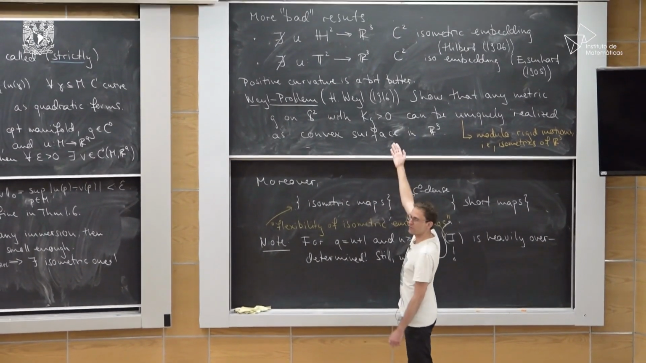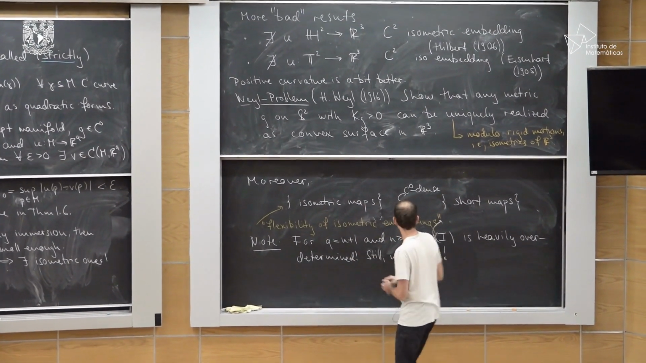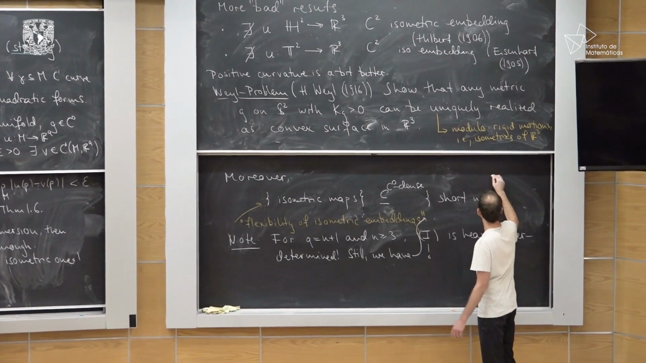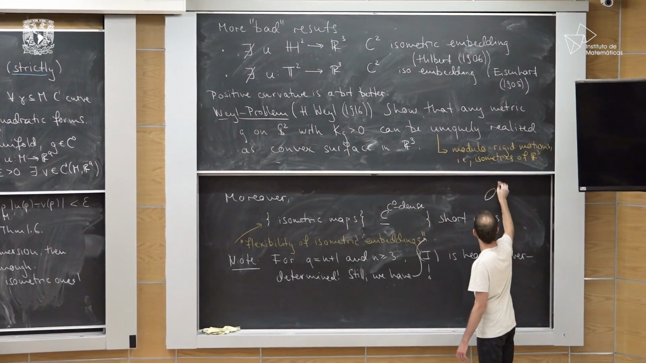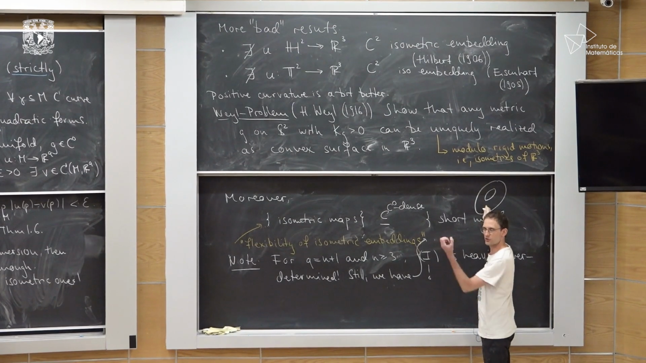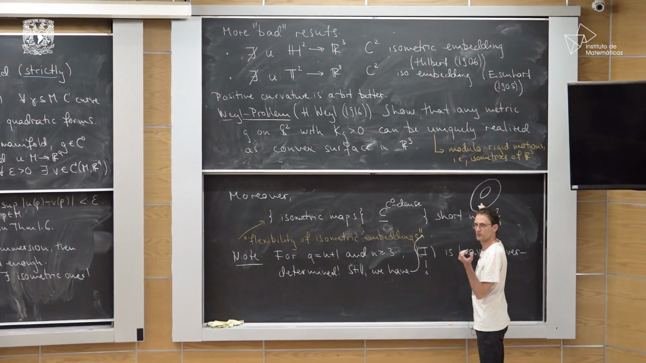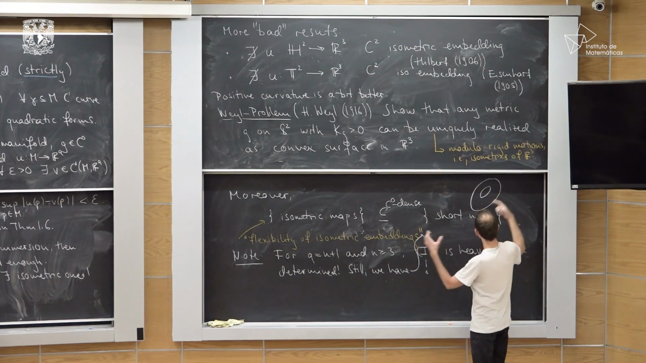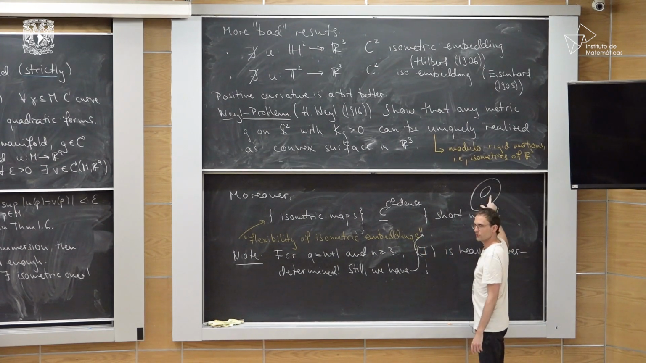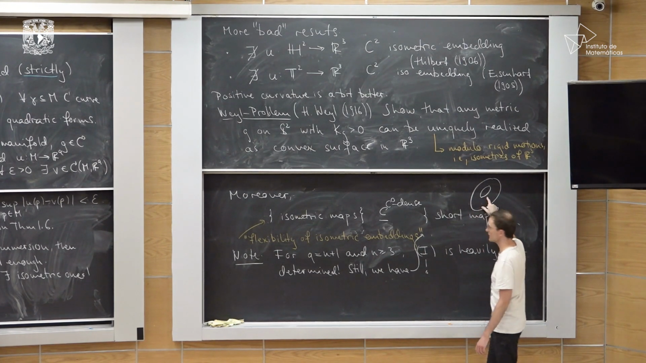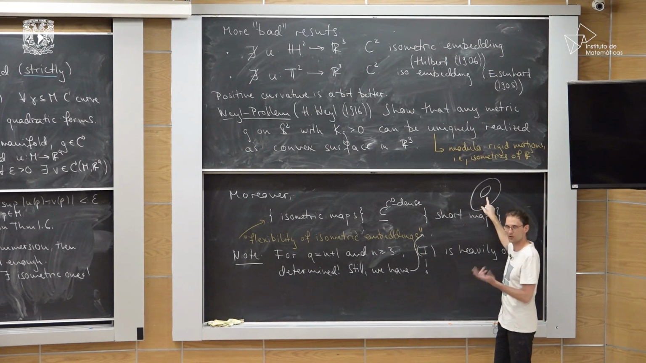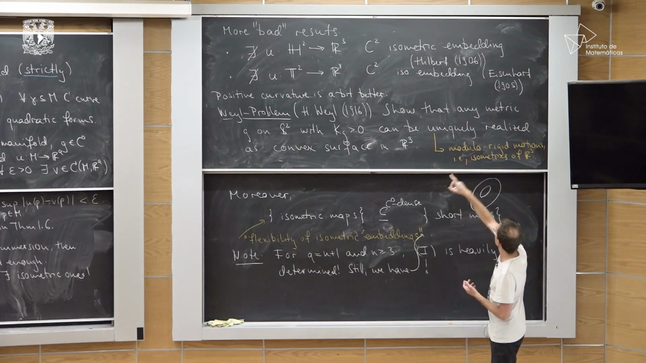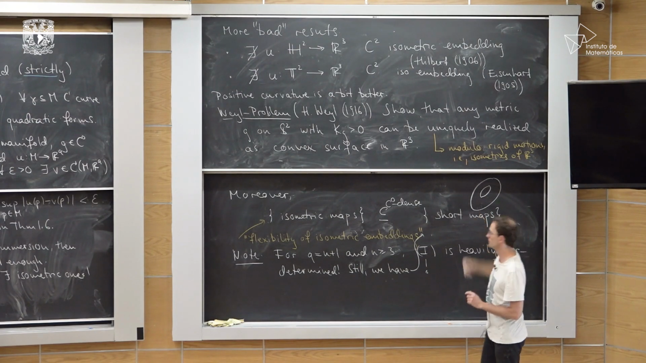Flat torus into R^3. I can simply take the usual torus picture over here and shrink it. It's a short map of the flat torus. I glue the edges. It's not isometric, so I shrink it. It's short. So Nash tells me that there exists an isometric embedding of the 2-torus in R^3, whereas Eisenhart tells me that in C2 this is not possible.